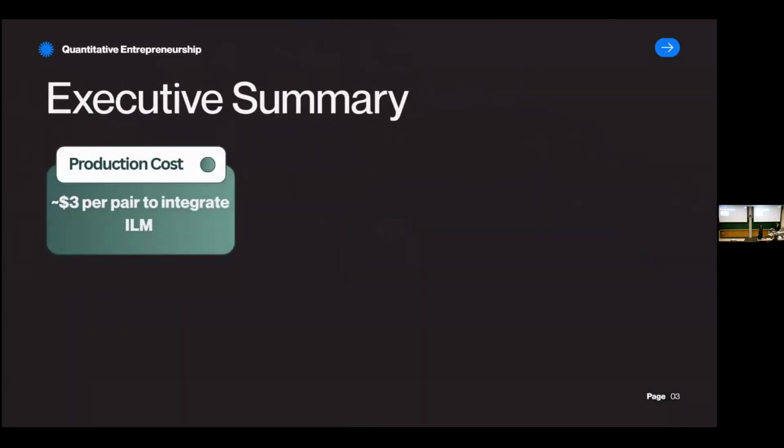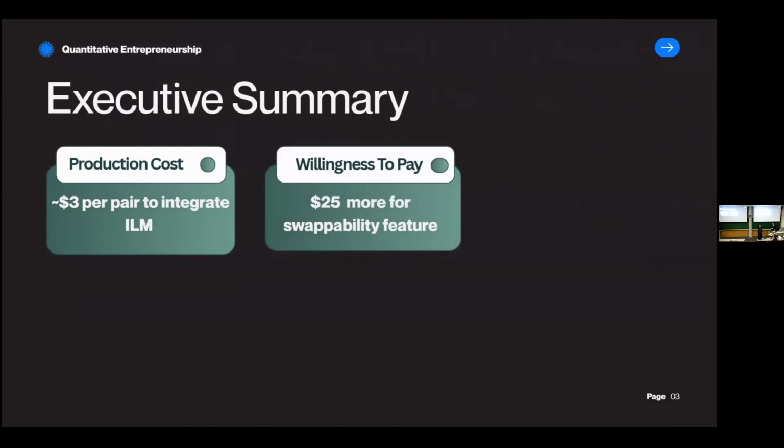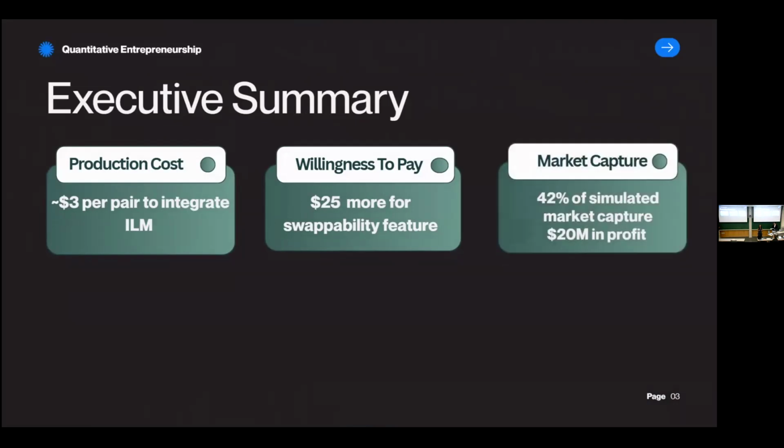To summarize our findings, we found that it would cost $3 per pair of shoe soles to manufacture and integrate into shoes. We also found that people are willing to pay $25 for the swappability feature. By this, we are able to capture 42% of our simulated market share with a $20 million profit.